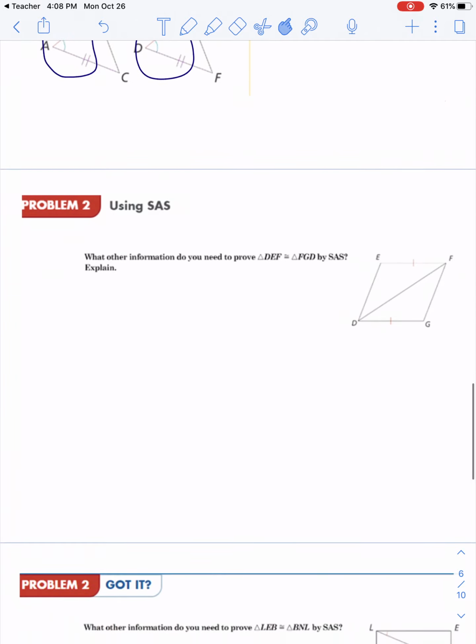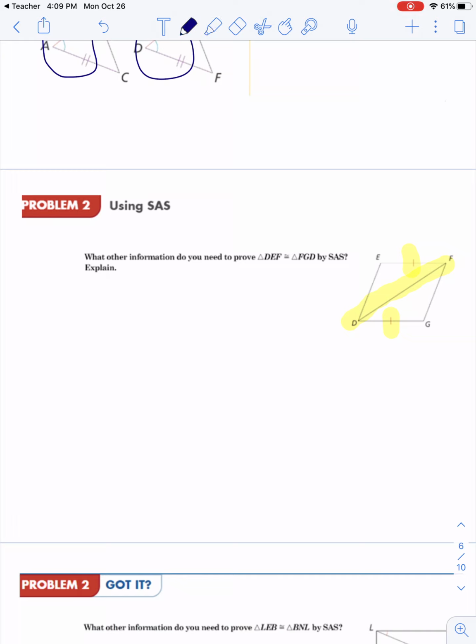Okay? So using side, angle, side here, what other information would be needed to prove that these 2 triangles, DEF, that's the top triangle, and FGD, which is this triangle down here, are congruent by side, angle, side? Okay, so we have a side here and a side here that's marked. Those are congruent. We have the side that is shared, and that one I don't need to have stated to be able to use. It's the reflexive property, and we can always see that.